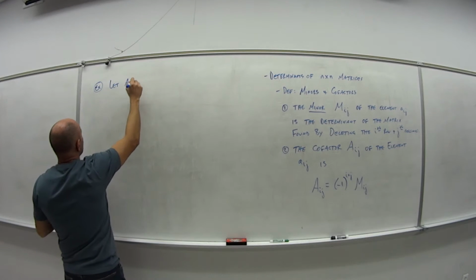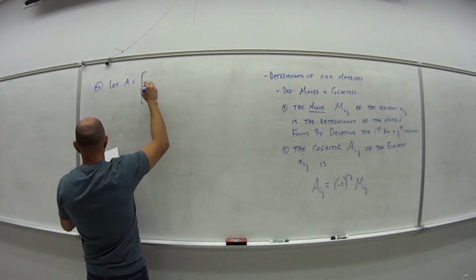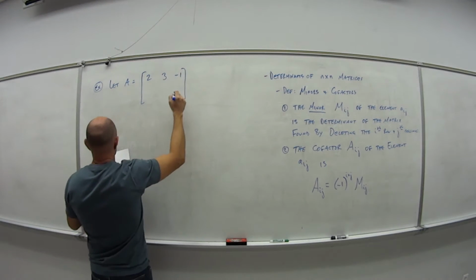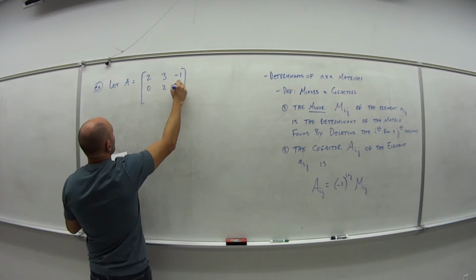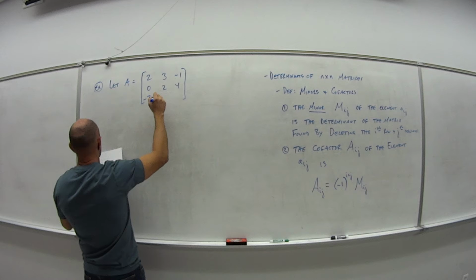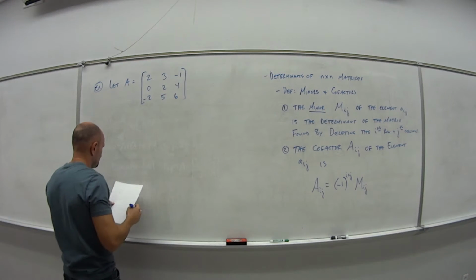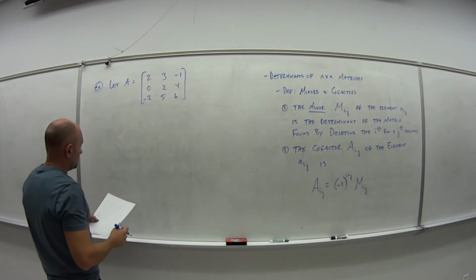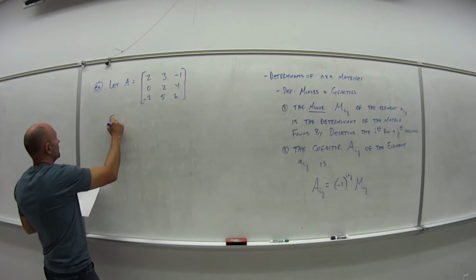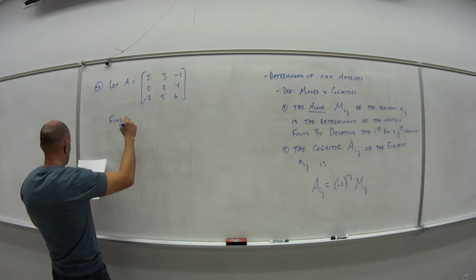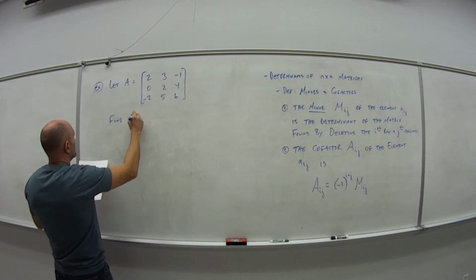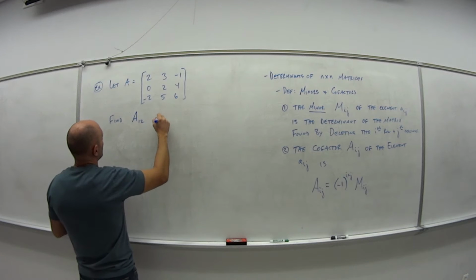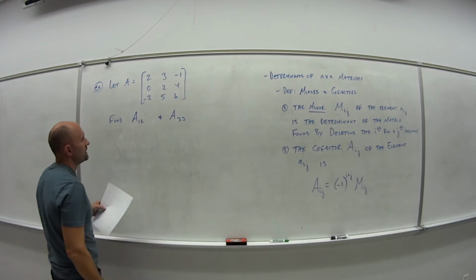Let's say let A equal the matrix 2, 3, -1, 0, 2, 4, -2, 5, 6. So if I want to find A12 and find A33.